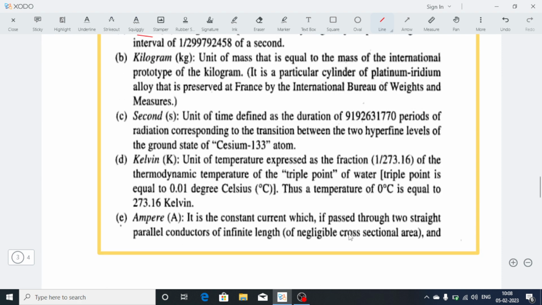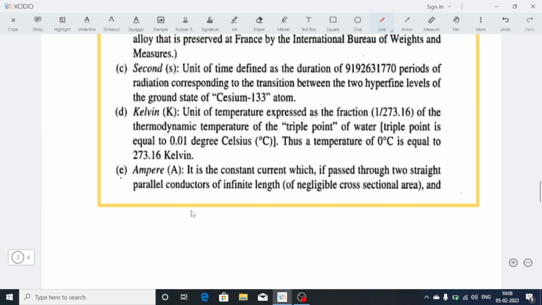Kelvin. Kelvin is the unit of temperature. It is expressed as a fraction of the thermodynamic temperature of the triple point of water. Triple point of water is equal to how much? 0.01 degrees Celsius. Thus, the temperature of 0 degrees Celsius is equal to 273.16 Kelvin.